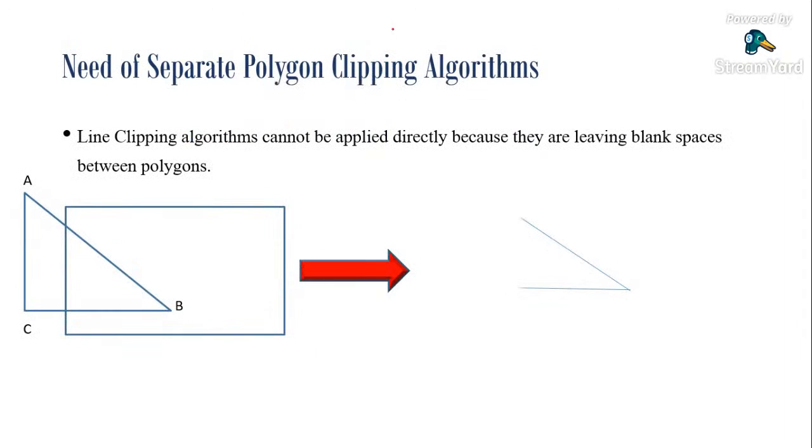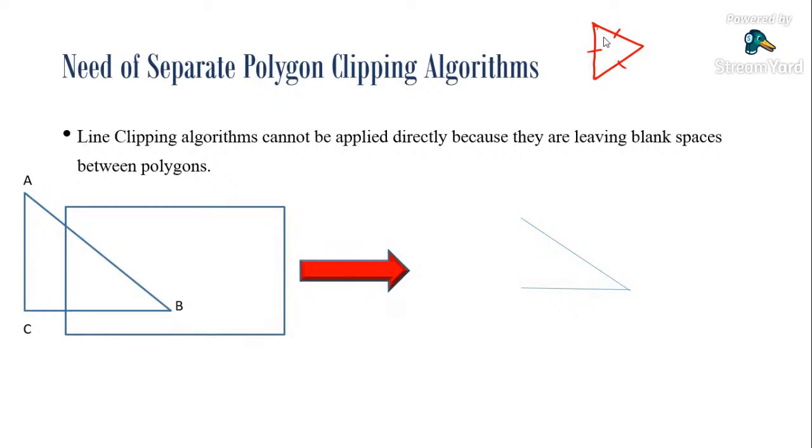Now, see the polygon, what is the definition of polygon? Polygon is defined as the closed figure formed by adjacent lines. So any polygon, this is the polygon. This is the line, this is line, this is line. Then why can't we use line clipping algorithms to clip the polygon? So there is the issue.